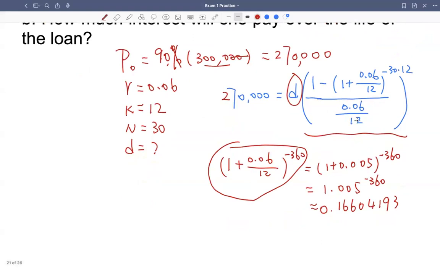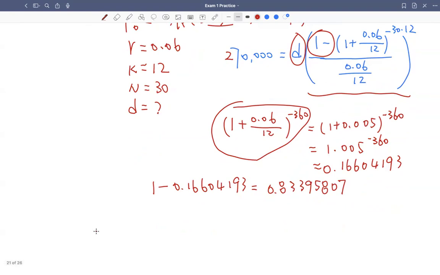Now going back to the formula, we're going to do 1 minus this number. So 1 minus 0.1660419, and then we get 0.83395807. Right, this is good enough. So 0.83395807. That's good enough. So that number.